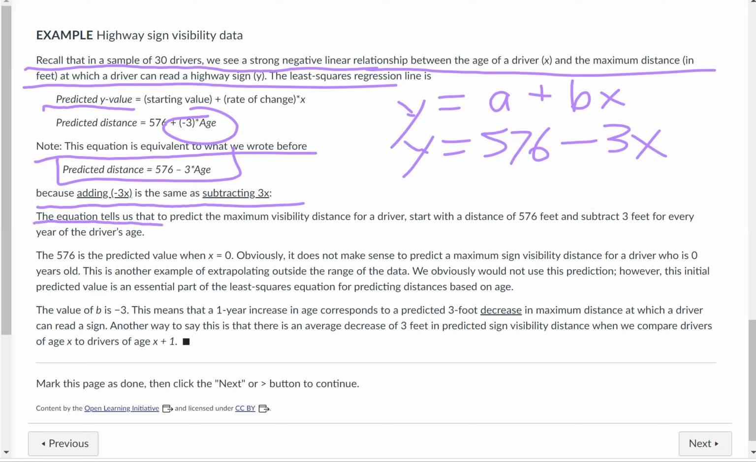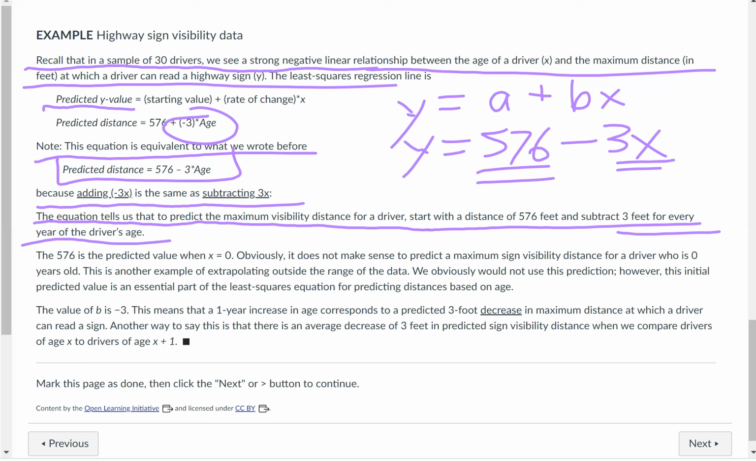The equation tells us that to predict the maximum visibility distance for a driver, start with a distance of 576 feet and then subtract 3 feet for every year of the driver's age. That's what this part tells us. The 576 is the predicted value when x equals 0. Obviously, it does not make sense to predict a maximum sign visibility distance for a driver who is 0 years old. This is another example of extrapolating outside the range of data. We obviously would not use this prediction.